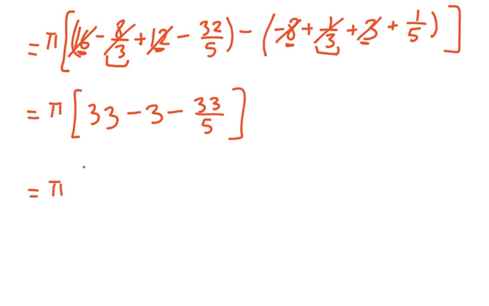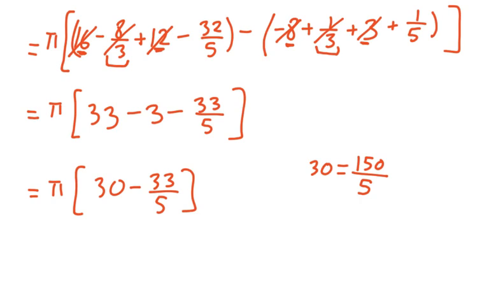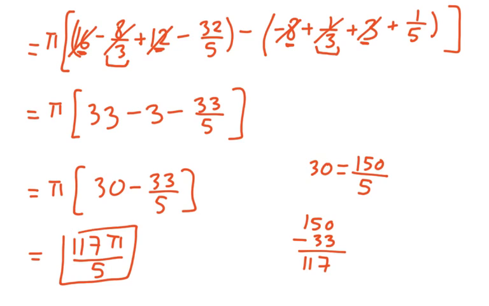And so this is pi times 30 minus 33 over 5. But remember, 30 is the same as 150 over 5. And if I take 150 and subtract off 33, well, that's 117, right? And so here we should get 117 pi divided by 5. And that'll conclude this video for the Chapter 6 review, and we worked on problem number 5. Thank you.